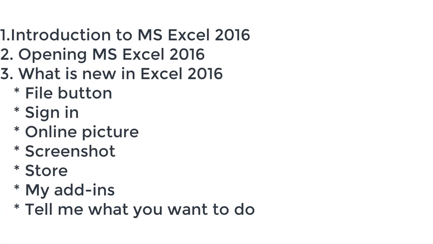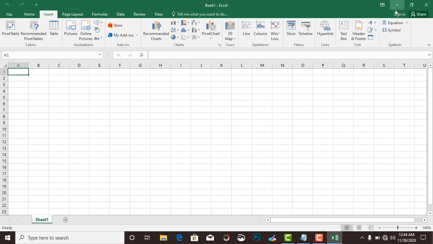Now our next topic of what is new is signing in. As you can see on the upper right hand corner, right below the minimize button, we have sign in. If we click on sign in and we are connected to the internet, it's going to ask us for our Microsoft account. This is very useful. In our next video, we'll be working with signing in. So signing in works like this. If you click on sign in and you are connected to the internet, it's going to ask you for your Microsoft account email and a password.